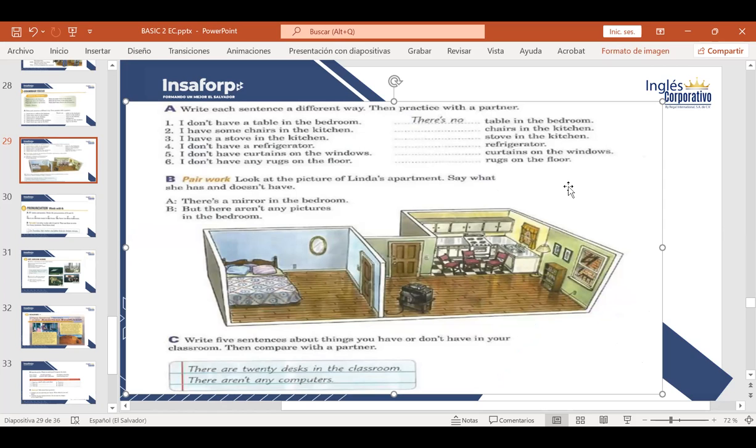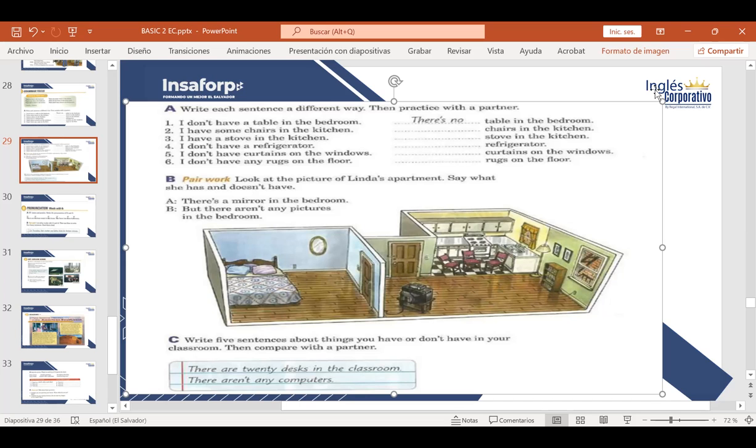Like this. There's a mirror in the bedroom, but there aren't any pictures in the bedroom. Okay, I go to the living room and say, there is a TV in the living room, but there isn't a sofa. Then I go to the kitchen. There are some chairs in the kitchen, but there isn't a table.